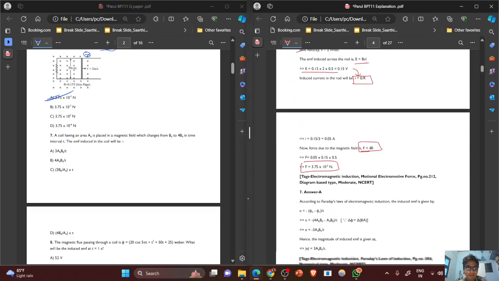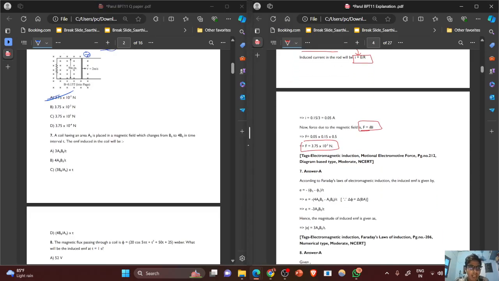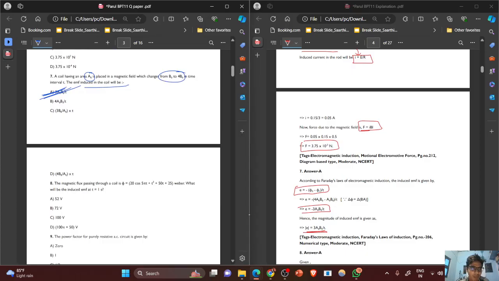Now moving ahead, a coil having an area is given, and a change in magnetic field is given. The induced EMF is asked. It is again a Faraday law question, as you can see in the solution. By using Faraday law, EMF equals negative of change of flux upon time. Putting the values, you get the magnitude of EMF, 3 A naught B naught by T. So option number A is your correct answer.